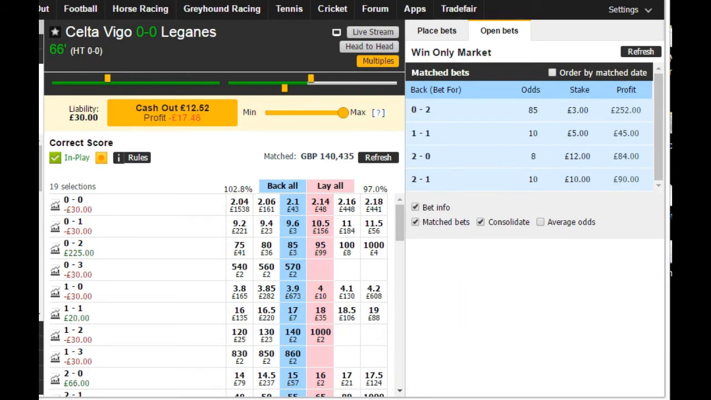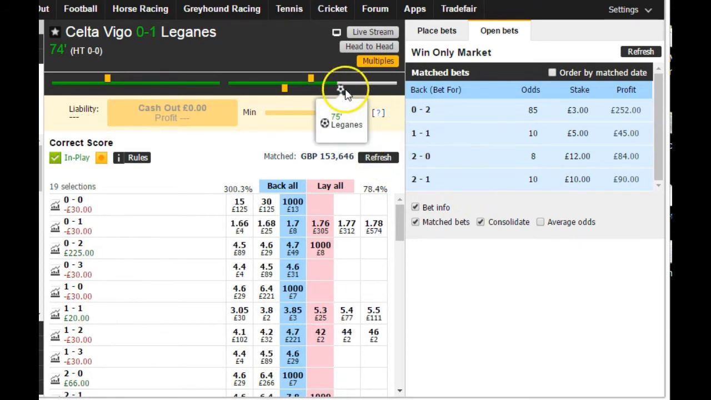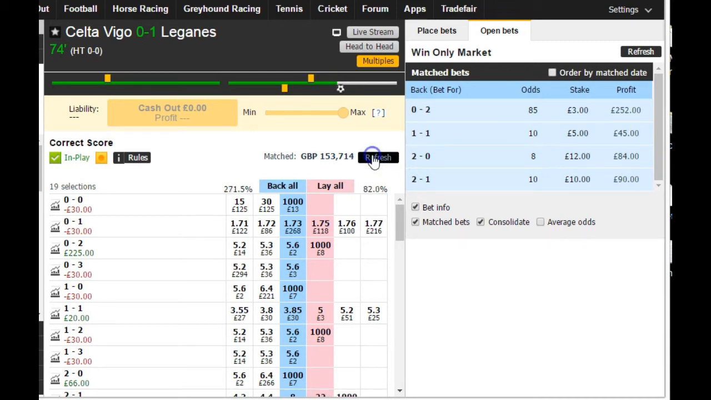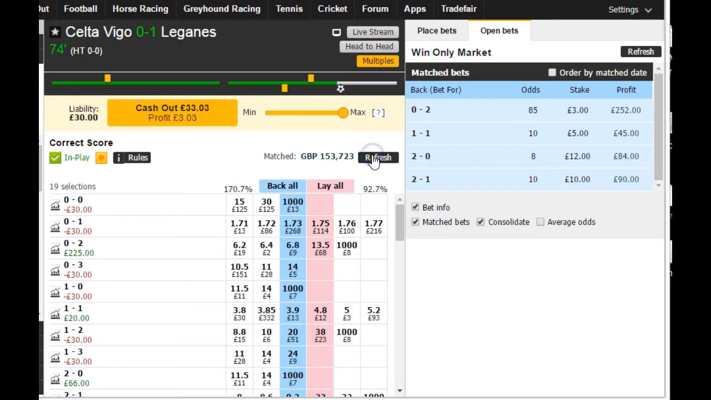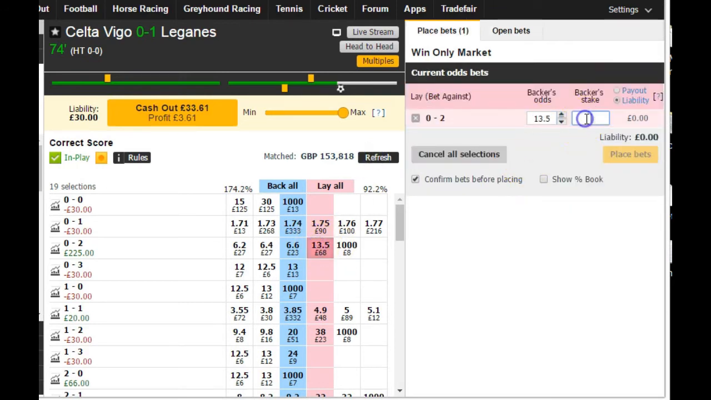Instead of backing 0-0 or 0-1, which were the danger scores, I backed 0-2 at 85s for £3. So I've got a £225 green there, and I'd also put a small £5 on 1-1 at 9s, knowing that if the underdog, which is Leganes, scored, then that 0-2 would come in dramatically, and as you can see here, it's come into around 11s, 11.5, and I'm going to lay that for £10.